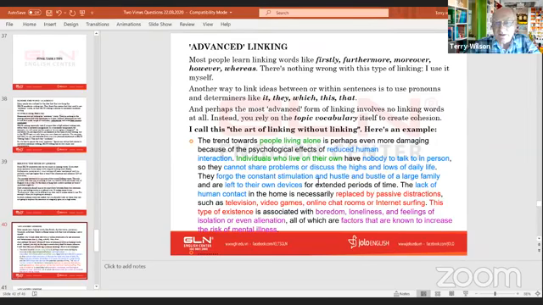And perhaps the most advanced form of linking involves no linking words at all. Instead, you should rely on topic vocabulary itself to create cohesion. And I call this the art of linking without linking. And here we have an example. So I've used a lot of colour here to emphasize the linking.